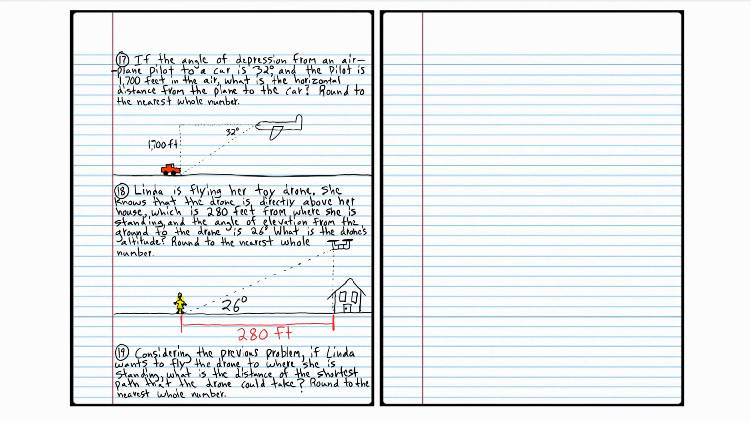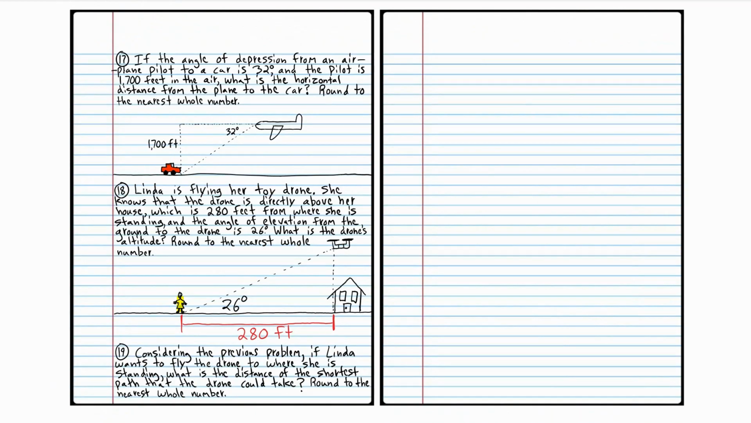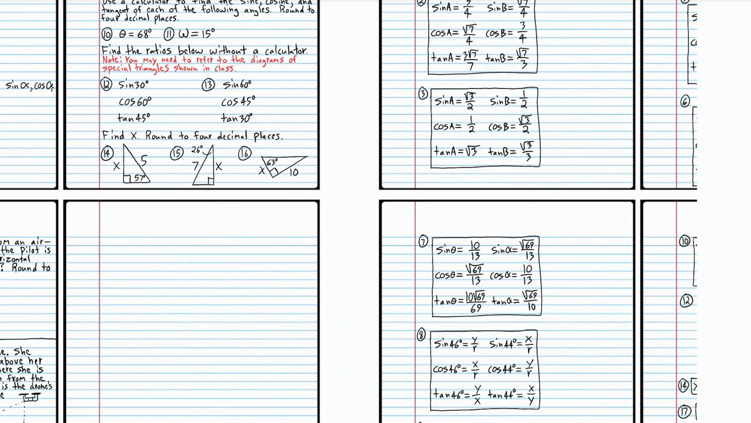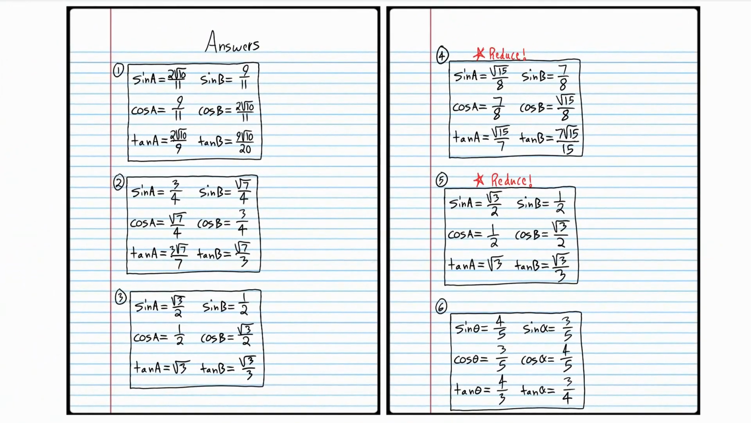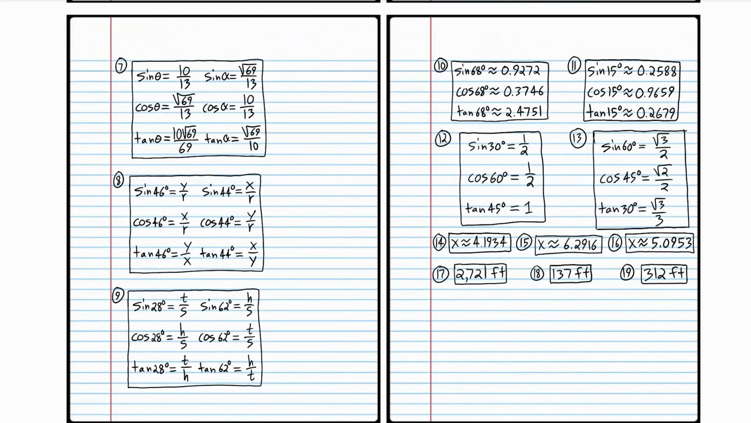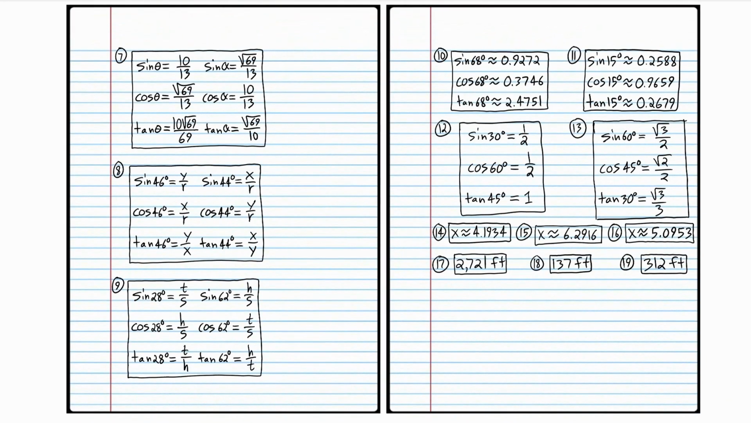Screenshot number 2. And we have 2 pages for the answers. Screenshot number 3. And screenshot number 4. So get that homework done completely and correctly and neatly, and be sure it's in the correct chronological order in your binder.